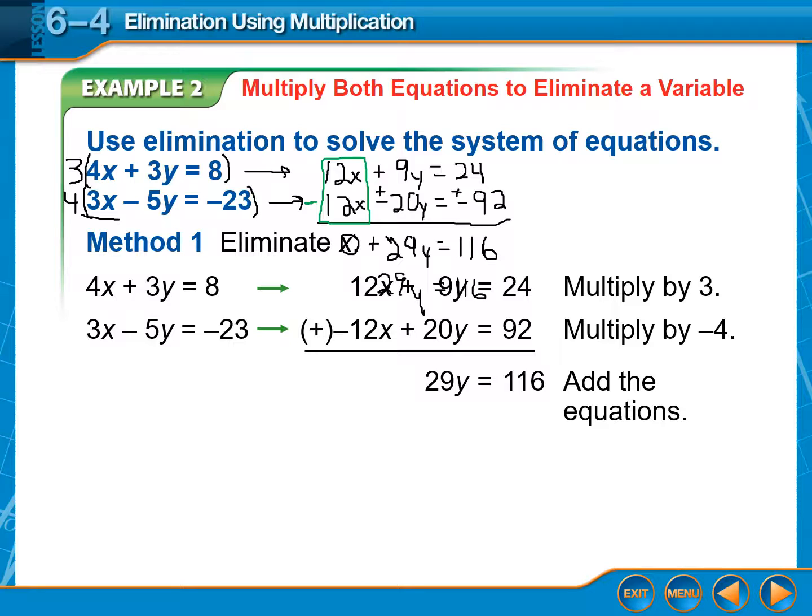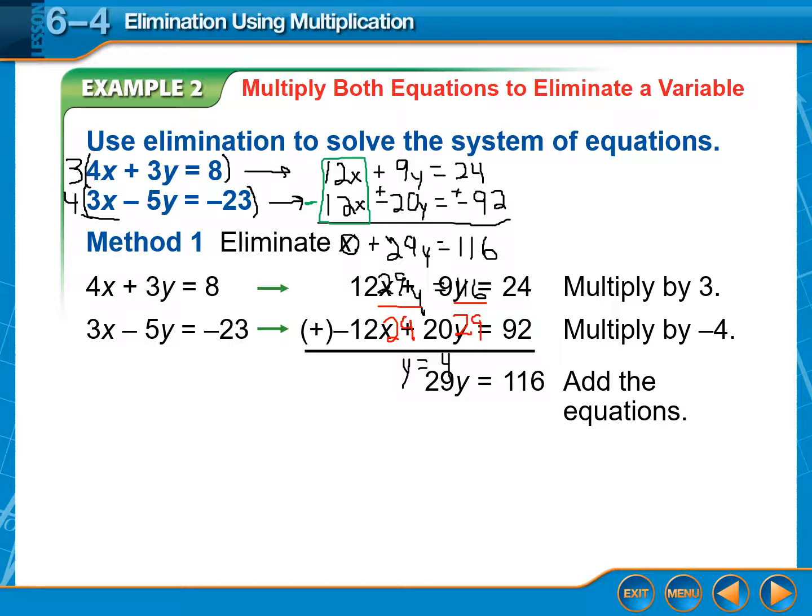So now I solve for y by dividing both sides by 29. And 116 divided by 29 gives me a y value of 4. So by eliminating x, I found that y is equal to 4. So now I use that to go back and figure out what x should be.